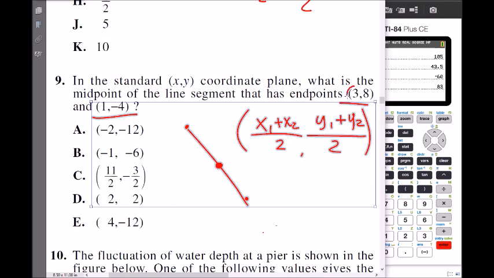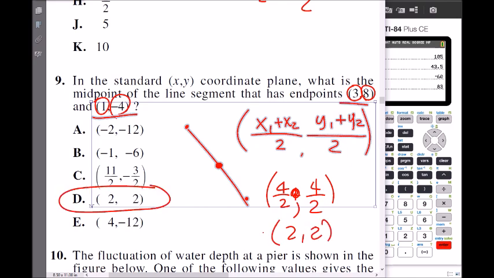For the x's, it's 3 plus 1, so 4 divided by 2, comma, 8 plus negative 4 is 4 over 2, which is 2. So 2, comma 2. It is D. I don't know what this box is for, but it is 2, comma 2.